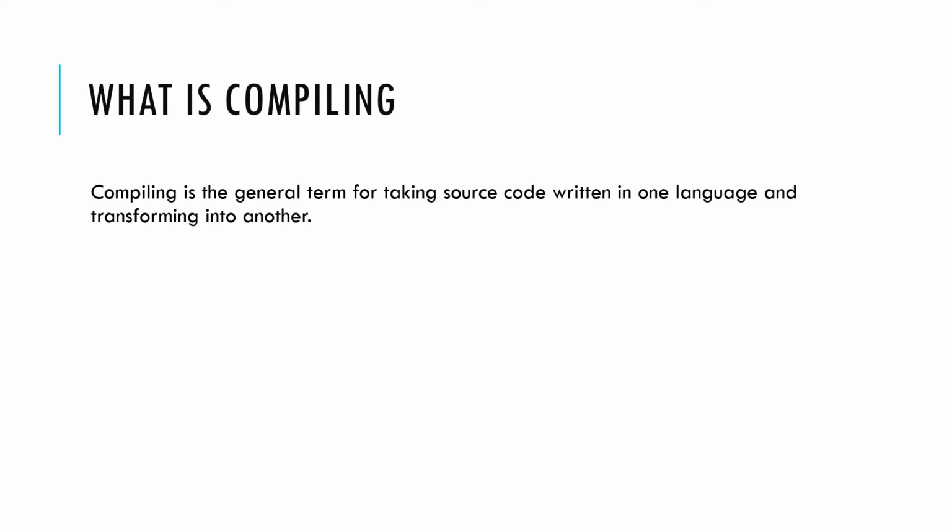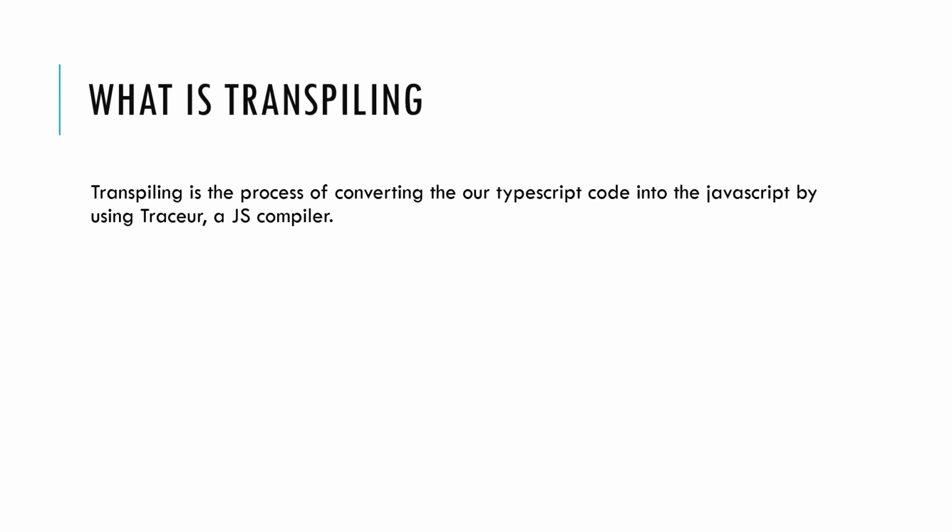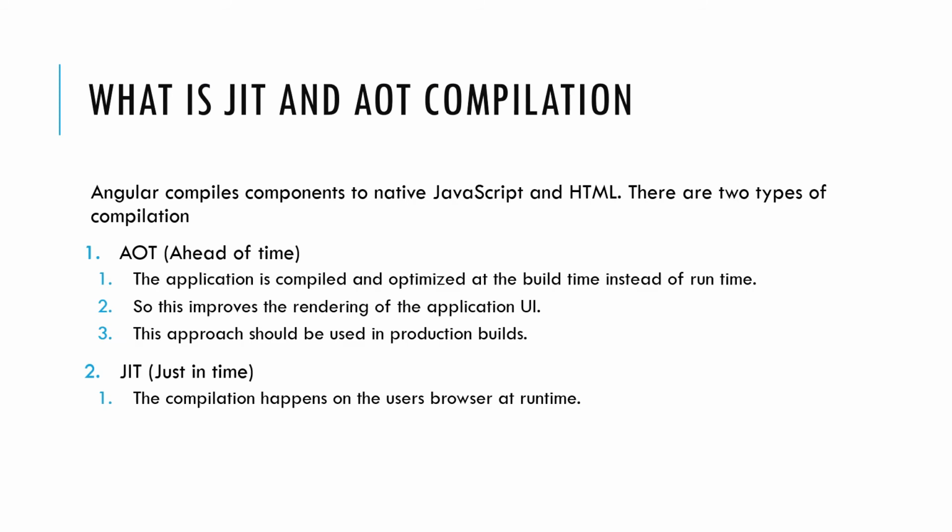So what is compiling? Compiling is the general term for taking source code written in one language and transforming it into another. So what is transpiling? Transpiling is the process of converting our TypeScript code into JavaScript by using the Traceur or a JS compiler.